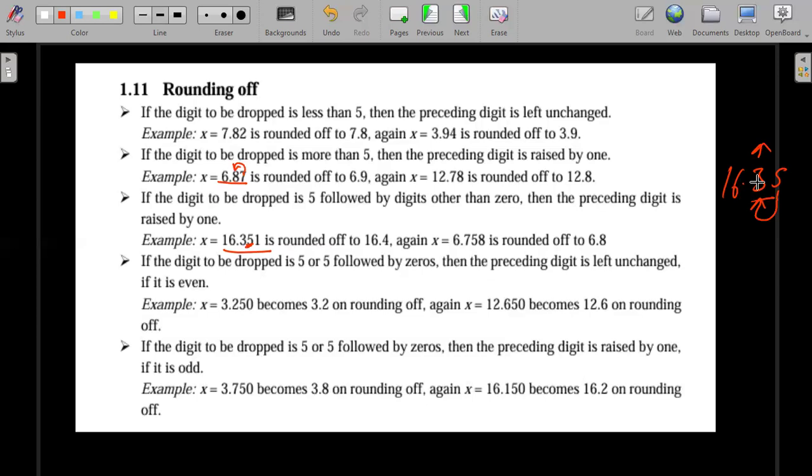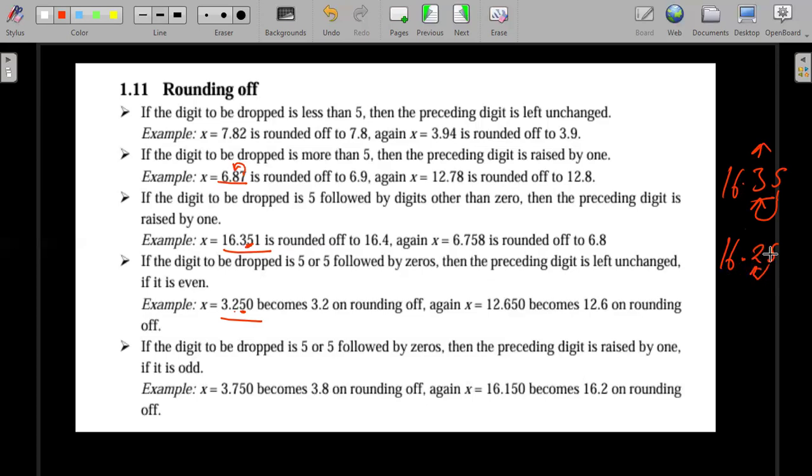But in a scenario where the next number is not an odd number, let's say you're having 16.25, then you are dropping a 5 there. You can see here we have a 2, then we need to drop this 5 here. In this case, we are not going to add a 1.